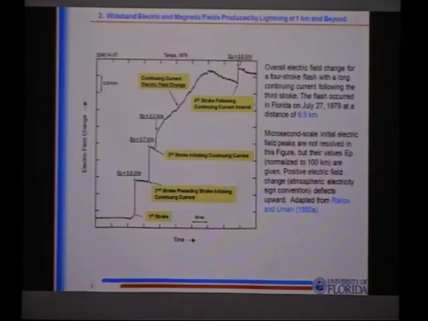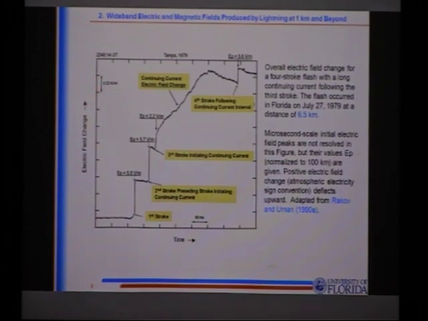Now moving to larger distances, 1 kilometer and beyond. I'm going to show first this overall vertical electric field change due to a 4-stroke natural lightning flash that occurred at a distance of 6.5 kilometers. The time scale is indicated here, 66 milliseconds per division. The vertical scale is also here.